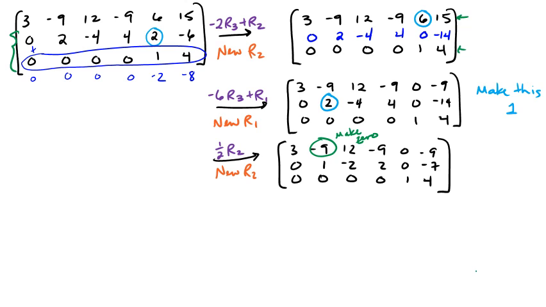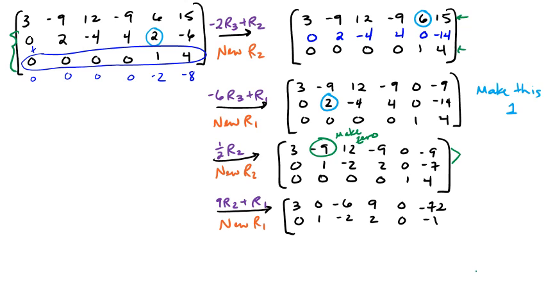All right, so let's analyze these 2 rows here and see what I can do. Well, what I can do is take 9 times row 2 and add that to row 1, and this will become my new row 1. Excellent. So row 1 will become 3, 0, negative 6, 9, 0, negative 72. Row 2 remains, and row 3 remains as well.